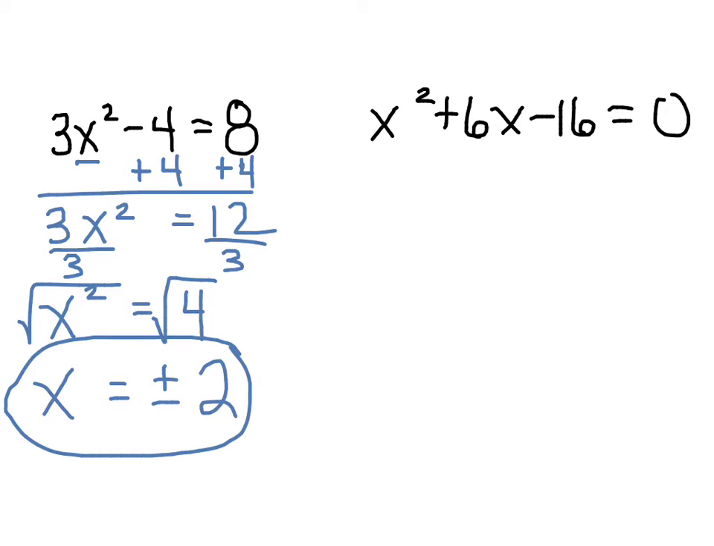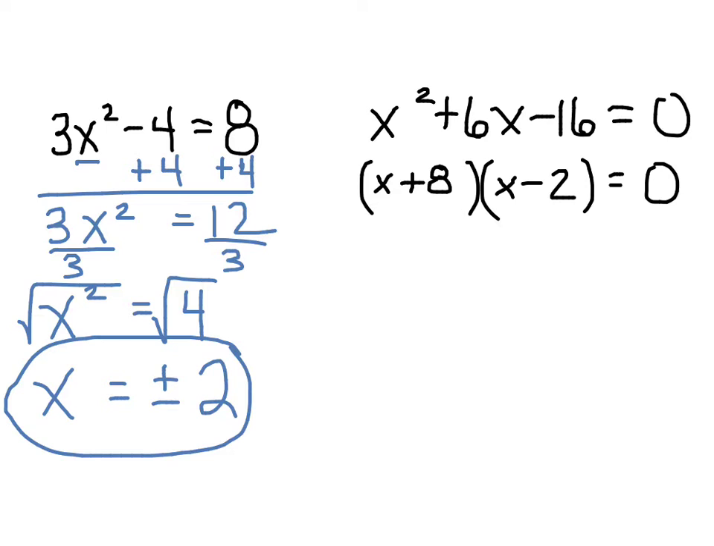So when you're factoring, the first thing you need to do is make sure it's equal to 0. Is it equal to 0? Yes. Then, second thing, I see what times what can give me x squared. What times what gives me x squared? X times x. What times what gives me negative 16 but adds up to be 6? Positive 8 and minus 2.